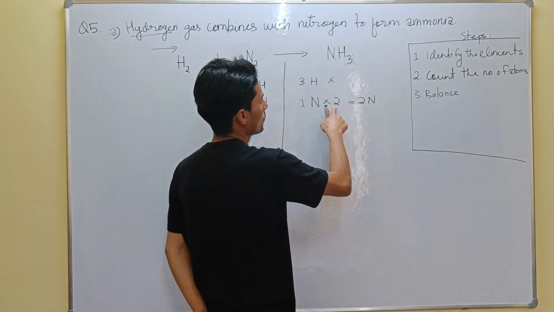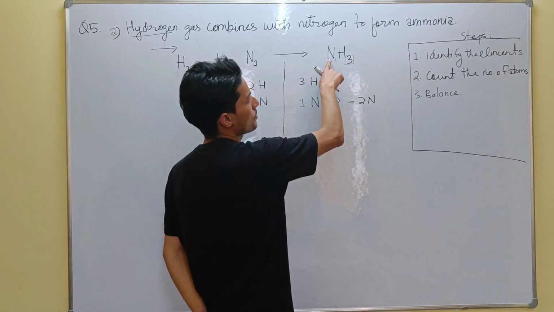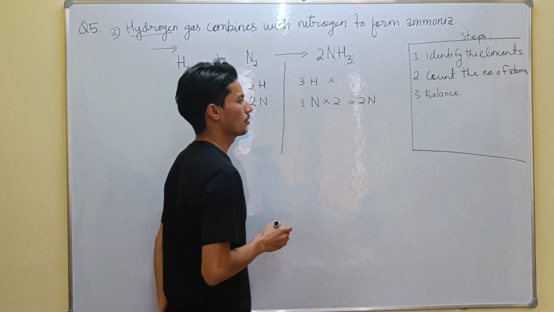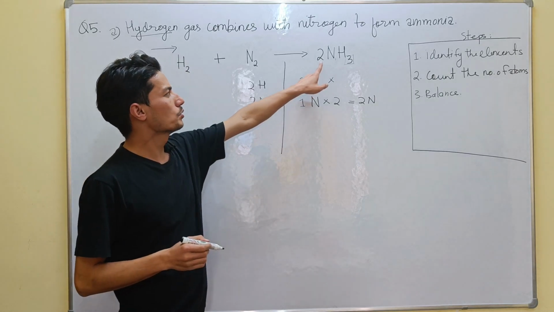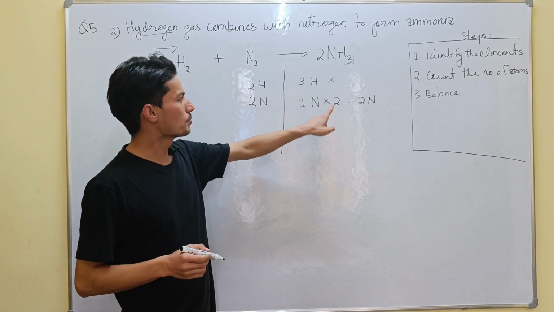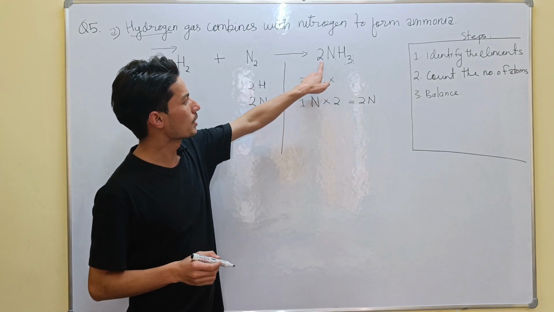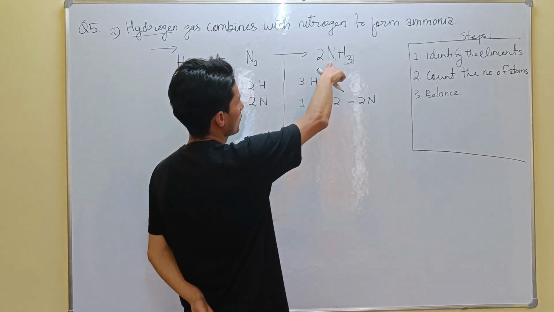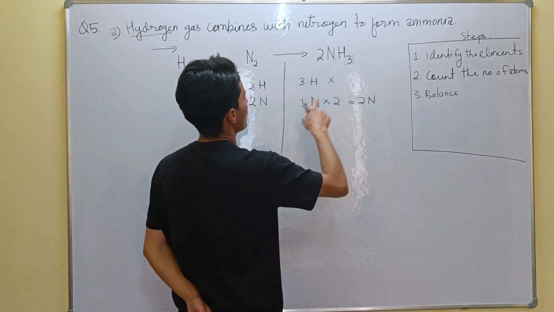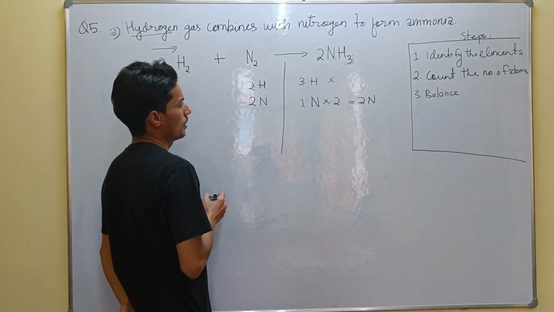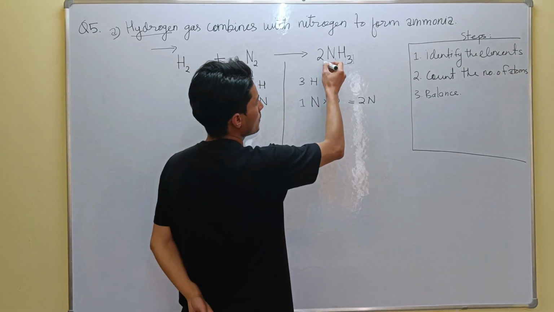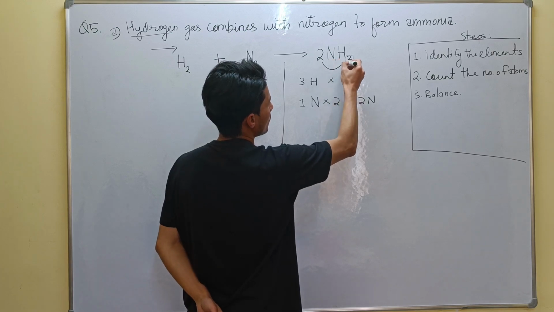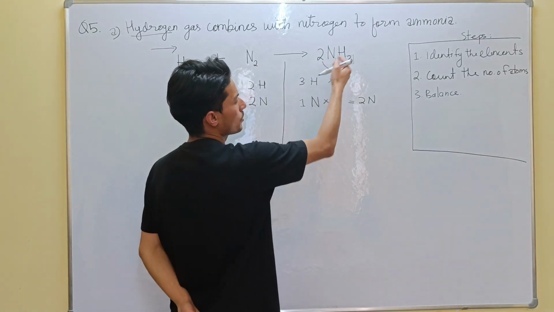So you will multiply this nitrogen with 2. So you have put here 2. Alright. So by putting 2 here, the number of nitrogen becomes 2 nitrogen, okay? 2N. So 2 nitrogen here now. So nitrogen is balanced, okay? But these 2 also belong to hydrogen. Yes or no? These 2 also belong to hydrogen.